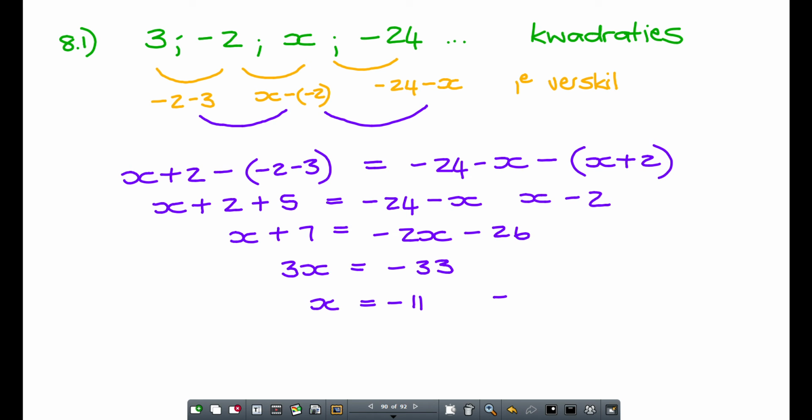Hy wil nie uitvee nie. X is dan minus 11. Enige vrae daar?